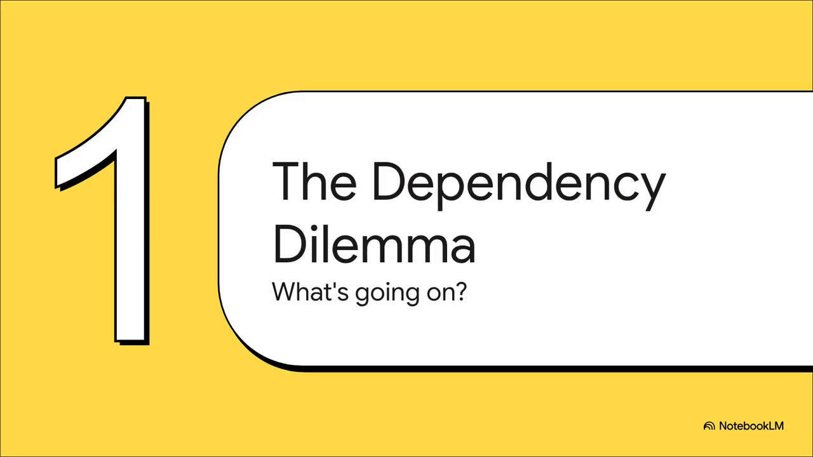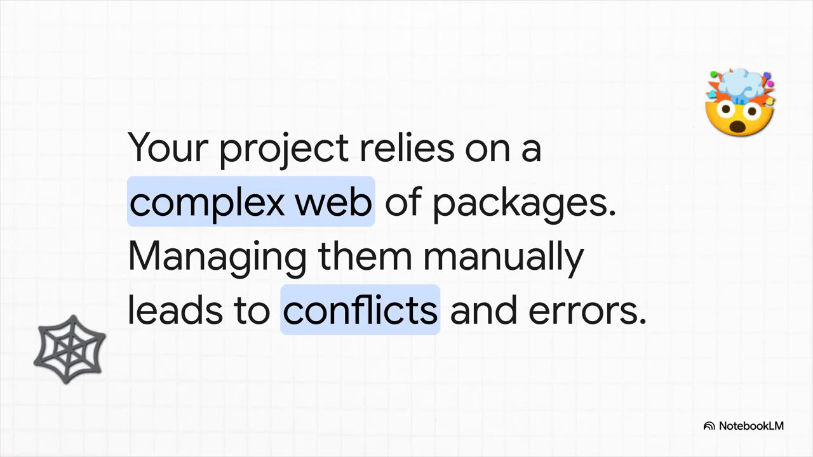So what's really going on here? What's the root cause of all this pain? Well, it boils down to something we can call the dependency dilemma. See, your project isn't just the packages you explicitly install, like pandas or scikit-learn. Nope. Each of those libraries has its own dependencies, and those have their own, and so on, creating this huge, tangled, invisible web. Trying to keep all that straight by hand is a recipe for version conflicts and the classic, dreaded "but it works on my machine" problem.